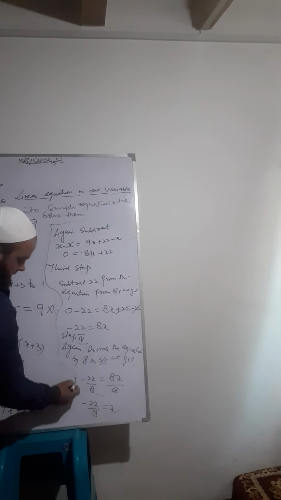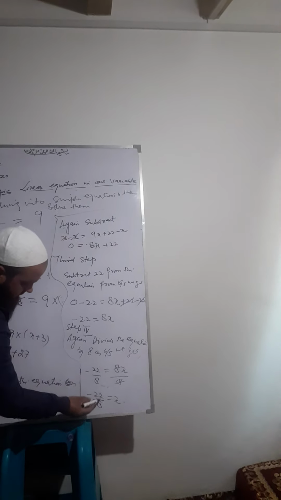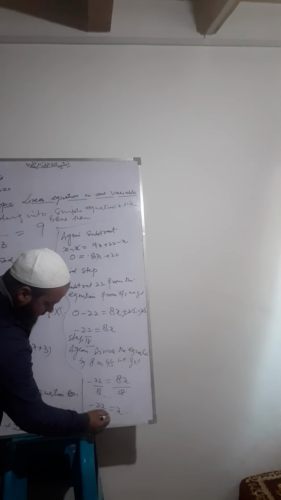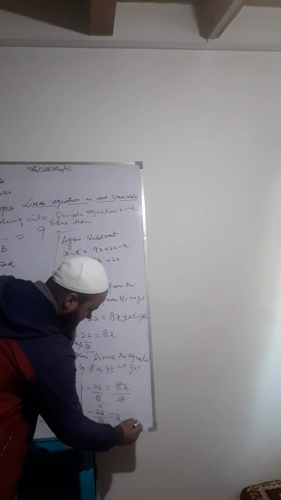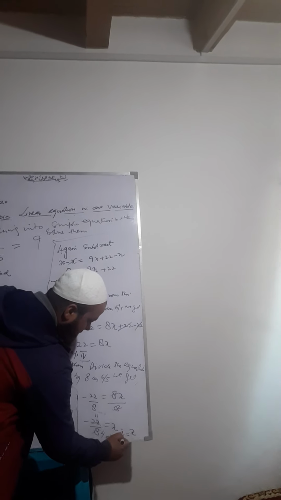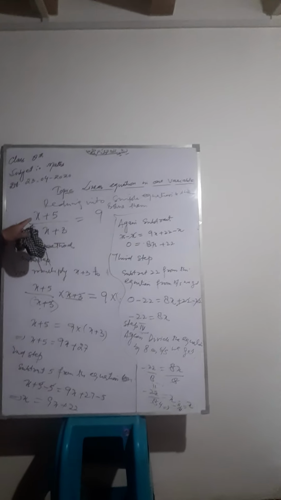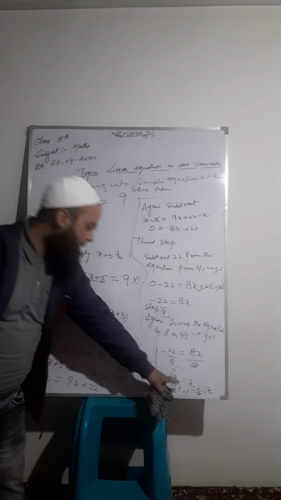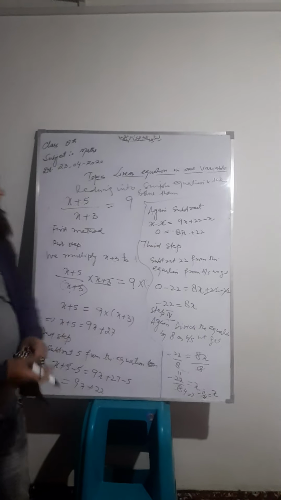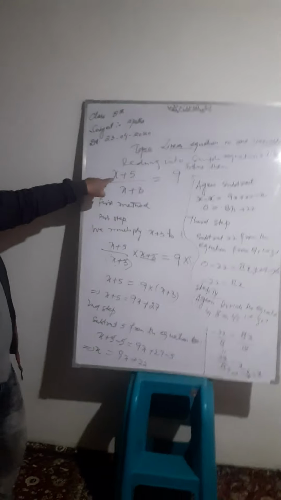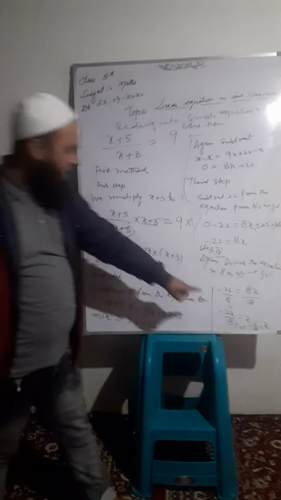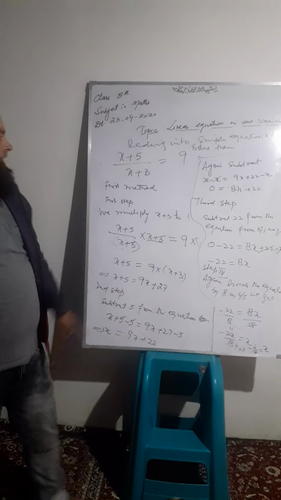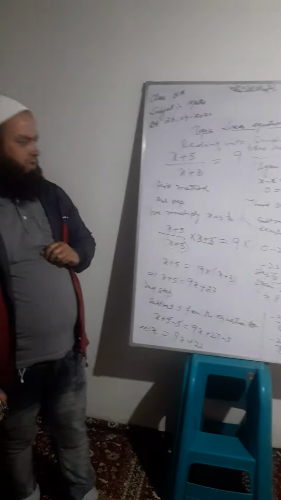Now we will divide these two by 2. 2 4s are 8, 2 11s are 22. Here we get x is equal to minus 11 by 4. This is the solution of this equation. When we apply x is equal to minus 11 by 4 in this equation, we get both sides equal. Left hand side will be equal to right hand side. Then we will call x is equal to minus 11 by 4 the solution of this equation.